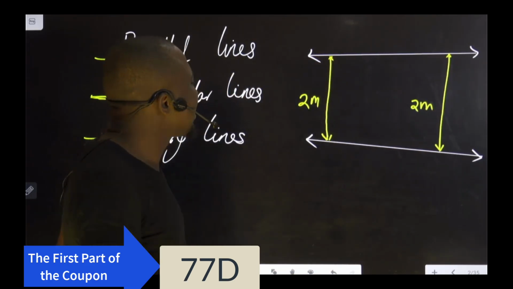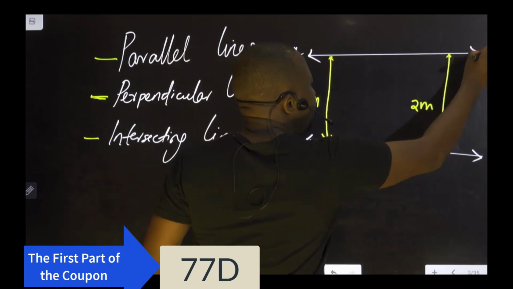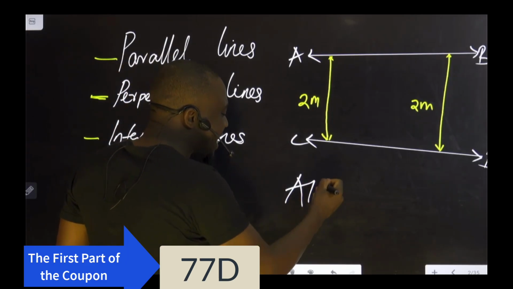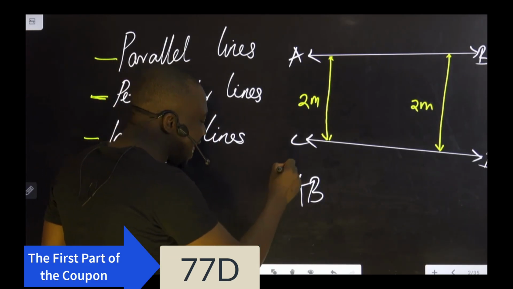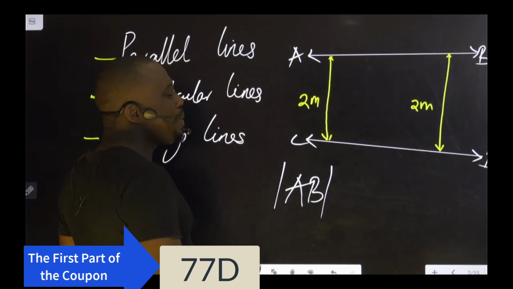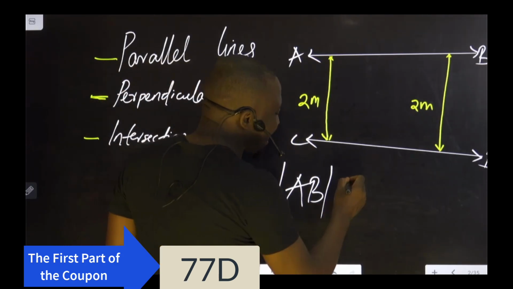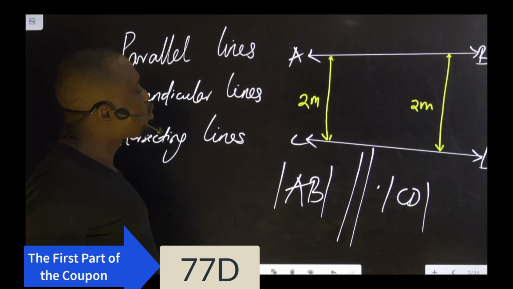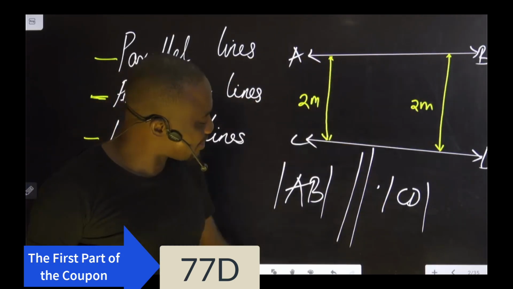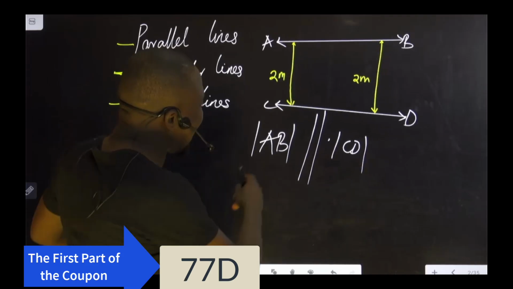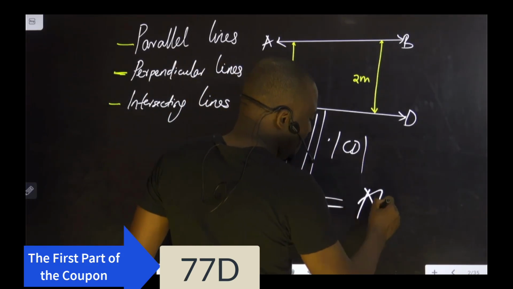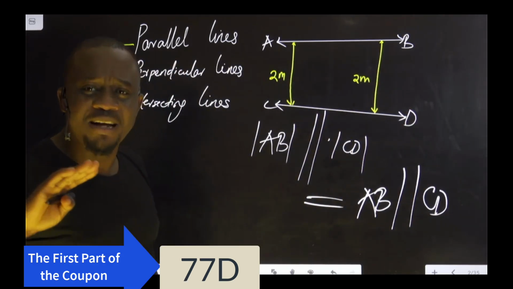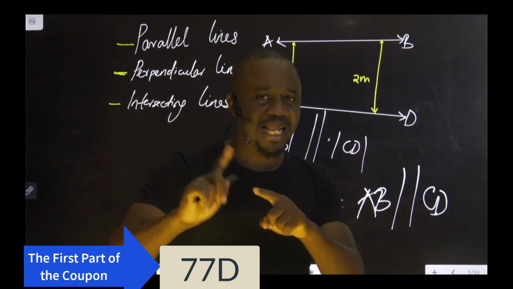These two lines, if this is AB, this is CD, how do you say it? You say line AB is parallel to line CD. This is how you write parallel. So this line is parallel to this line. Sometimes you might see it drawn or written like this. That is, AB is parallel to CD. It means they are going to extend forever without ever meeting at any point.